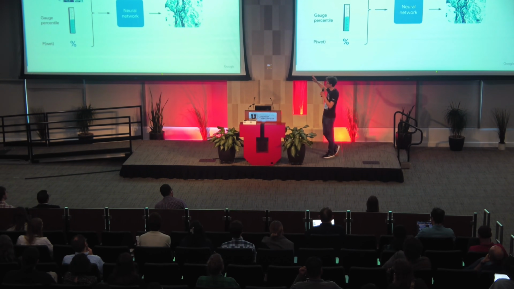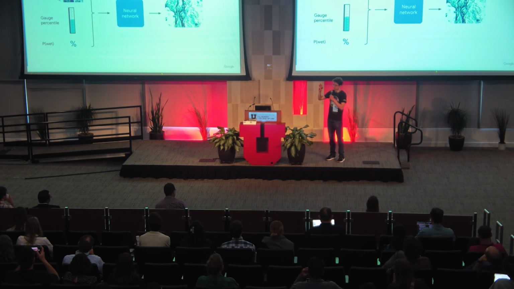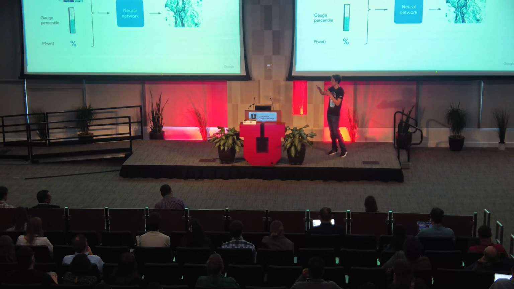But you'll notice that you don't see any elevation information in this model. That is because we're training that model for every location separately, and so we can bake the elevation information into the weights of the neural network. But that comes at the cost of this model not being transferable to other places.